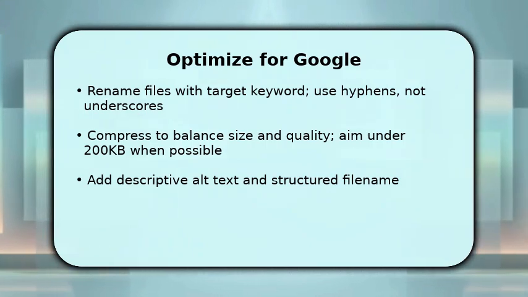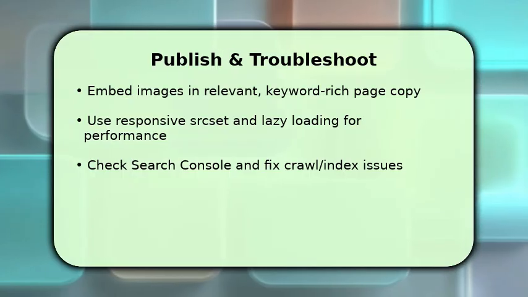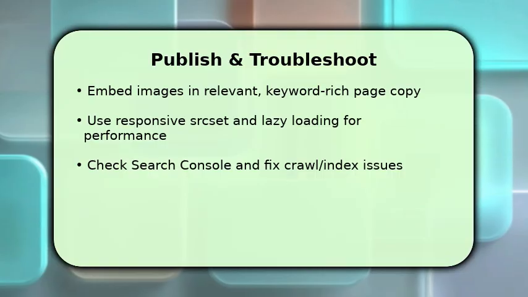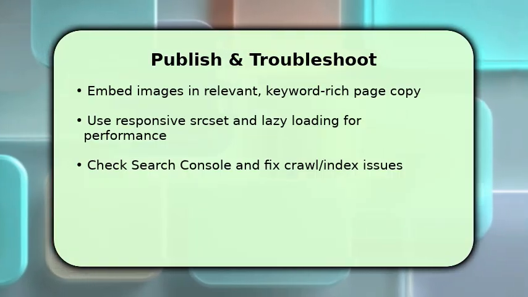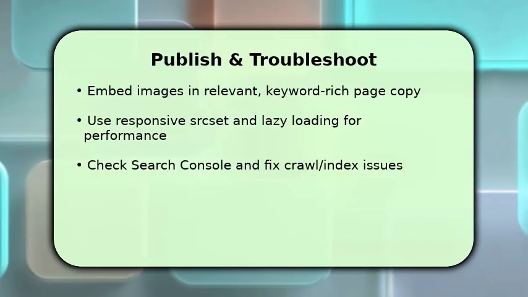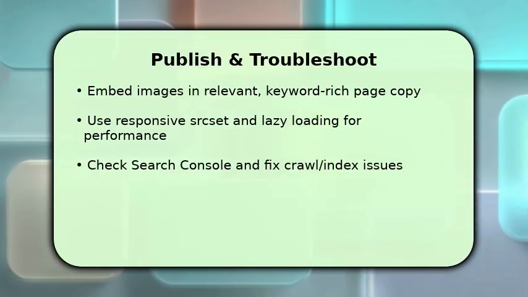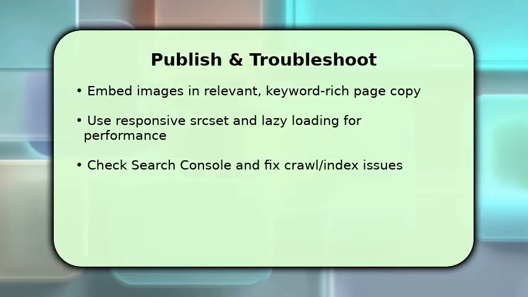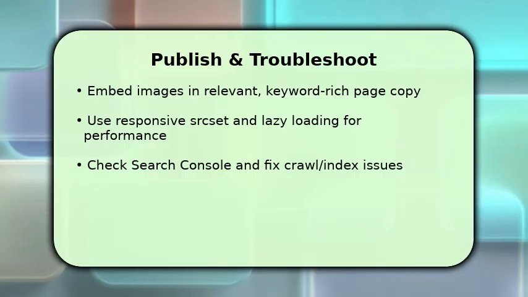You now place images on pages that provide useful context and matching text. Google rewards relevance. Make images responsive using srcset and include lazy loading to preserve load speed on mobile. Submit an updated sitemap or request indexing in Search Console, then monitor performance metrics. Impressions and clicks tell you if changes helped.